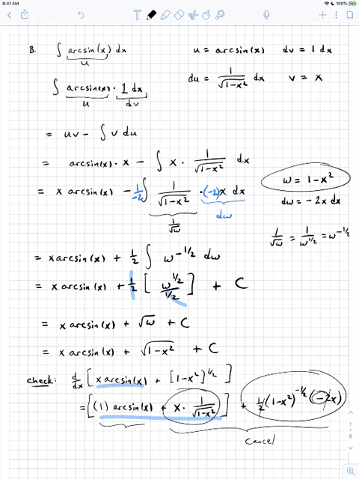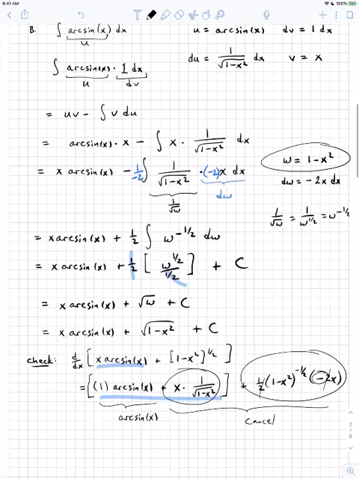And what are you left with? You're left with just arc sine of x. And so it turns out that we did this problem right. So let's do another example.